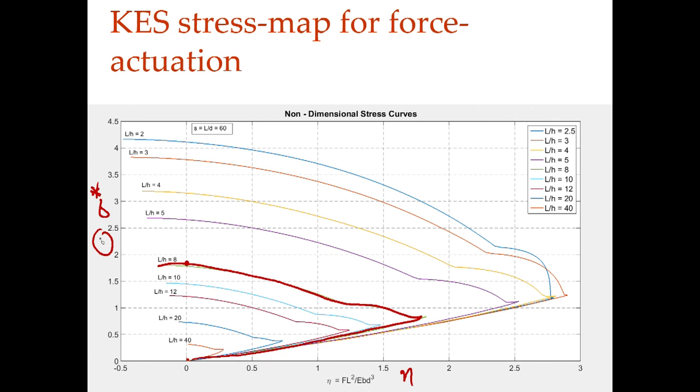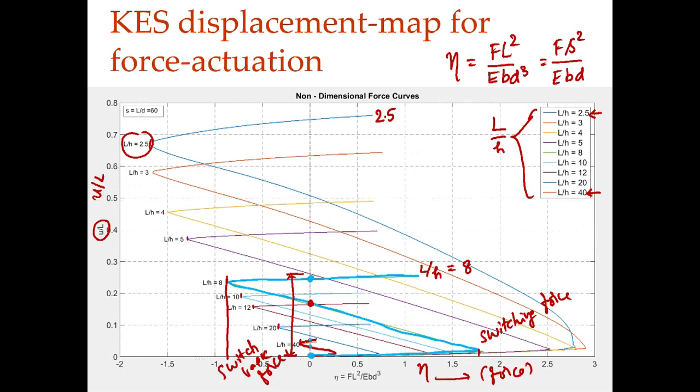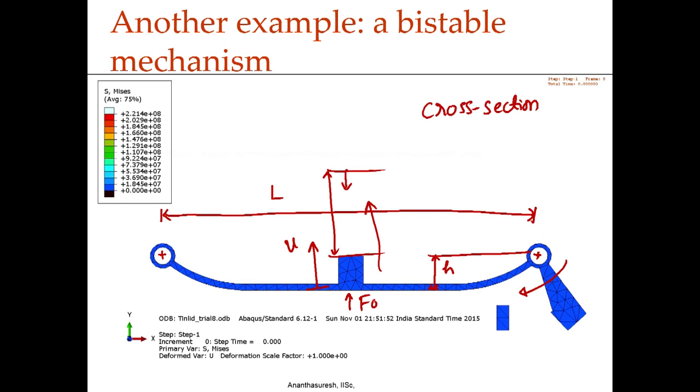So, we can calculate the stress from this non-dimensional map, and we can also get the stroke or travel, switch back force, switching force, all the important parameters we need can be captured for a number of L by H values. Now, let us see how we can use these when there is moment actuation rather than force. Why moment actuation? Let us go back and look at this. We can either apply force to switch it from state to state, or we can apply torque or moment here. So, torque or moment we can apply and switch it from one state to another state.